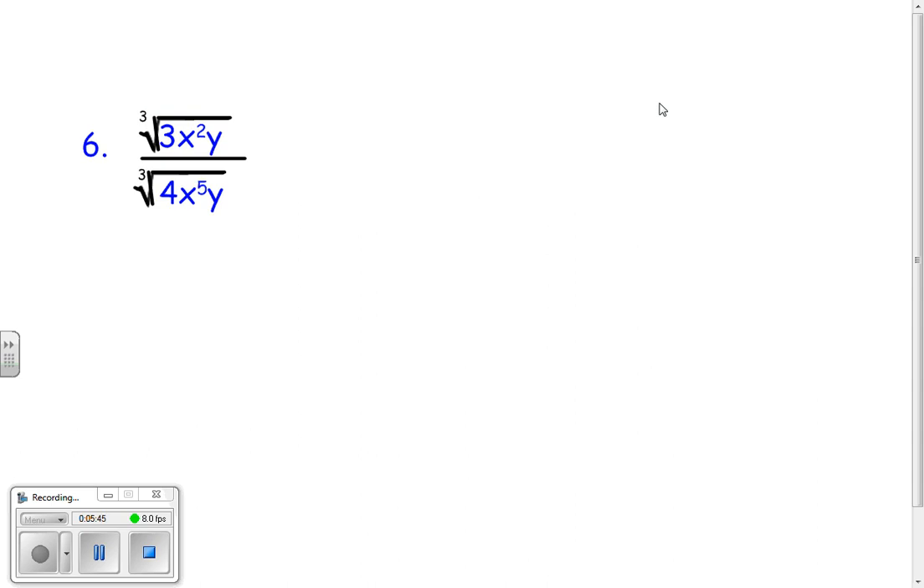All right, number 6. You have a couple of different options in this one. I'm actually going to play a different trick here. If you take a look, the y and y will cancel right from the very beginning. And if I reduce the x squared over x to the fifth, I get an x cubed in the bottom. And so this is the same as the cubed root of 3 on the top and the cubed root of 4x cubed on the bottom, because I canceled the y's and reduced the x's. And that makes it considerably easier.